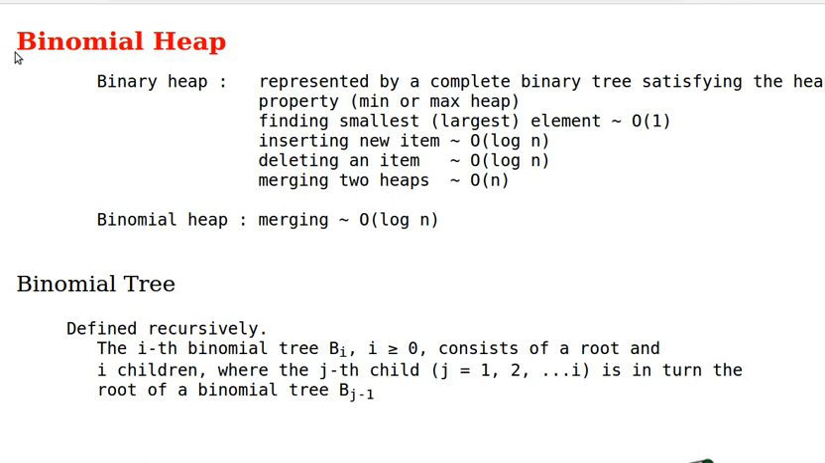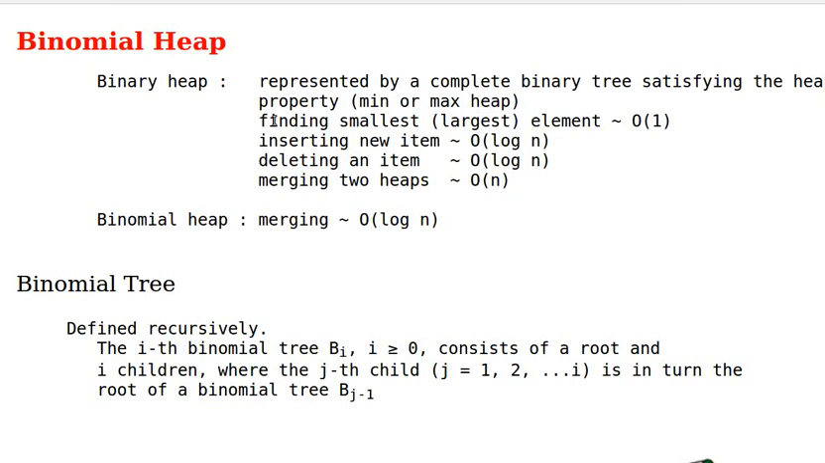In this video, we discuss binomial heap. We discussed before what a binary heap is. A binary heap is represented by a complete binary tree satisfying the heap property. It could be a min heap or max heap. For a min heap, the smallest element is at the root. For a max heap, the largest element is at the root.